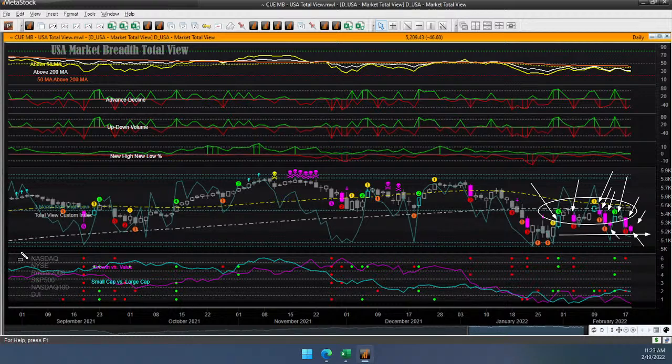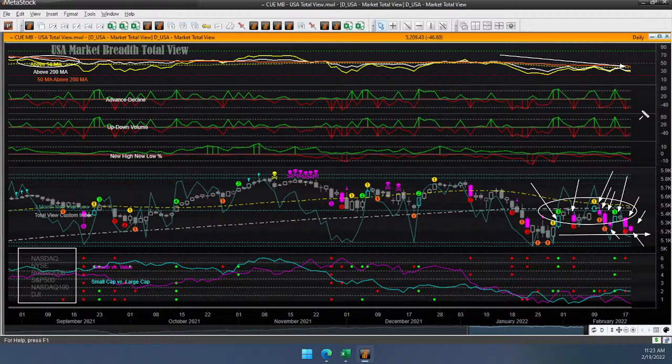Now this market breadth total view is created from the 2 composites and 4 major indices. If we see the percentage of stocks above 50 MA, that is a study I look at regularly. It is gradually coming down with lower high, lower low. That is also showing that the market is weak.